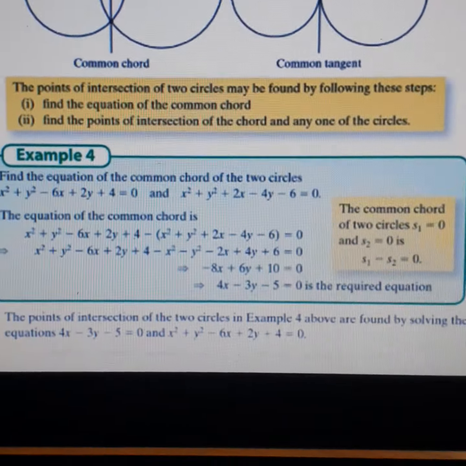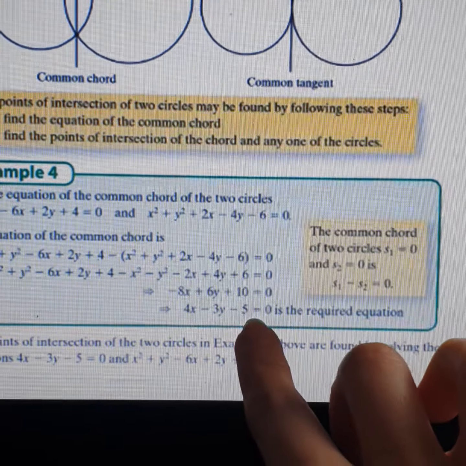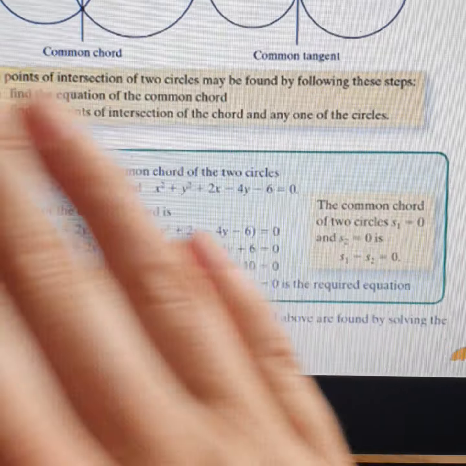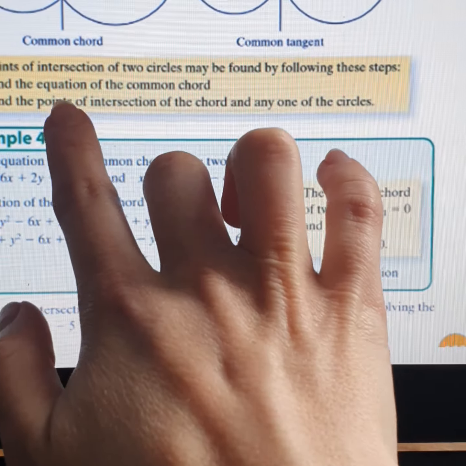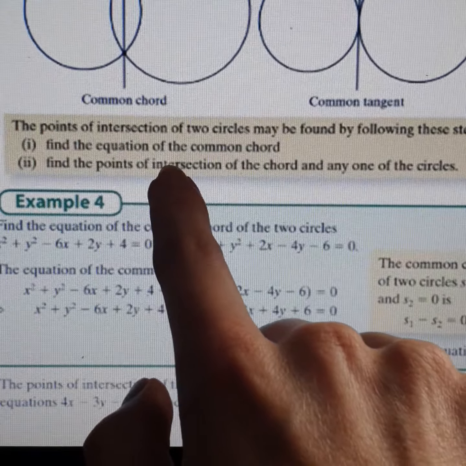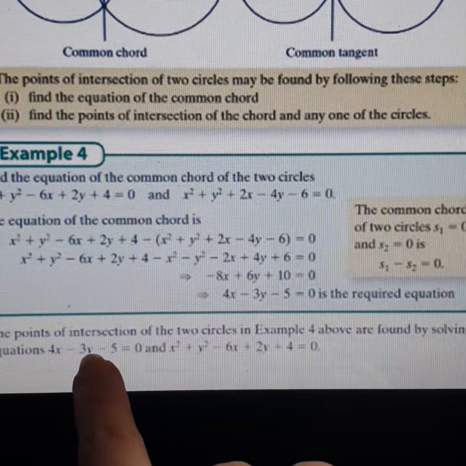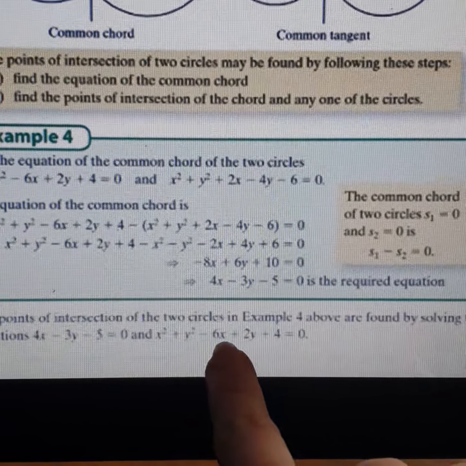So for this particular example, it actually didn't do what I wanted it to do here. It only worked out the common chord. So now you know that will work out the common chord. But if you wanted to work out the points of intersection, as I said here, first of all, find the equation of the common chord, which they did here. And then they're telling you to take that common chord and take the circle.